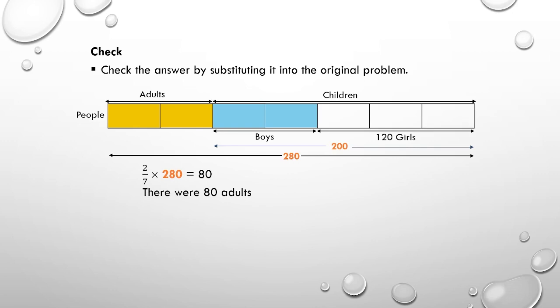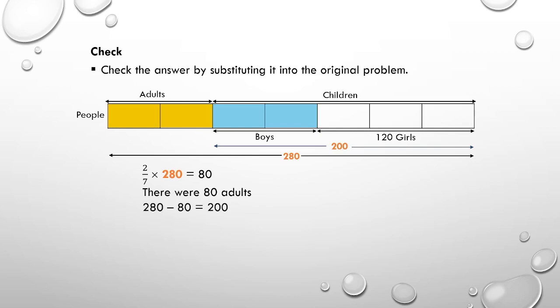Now, let us check kung totoo ngang 200 yung ating number of children. So we can subtract 80 from 280. Kasi yung 80 na yan yung number of adults. So 280 is the total number of people. 280 minus 80 is equal to 200. So totoo nga na 200 yung total number of children.